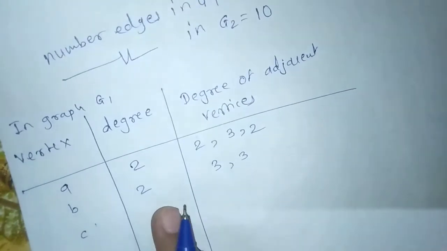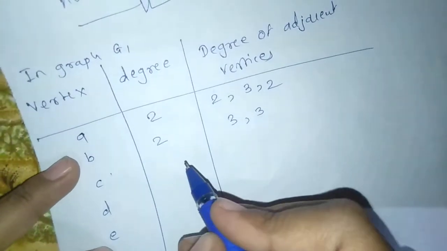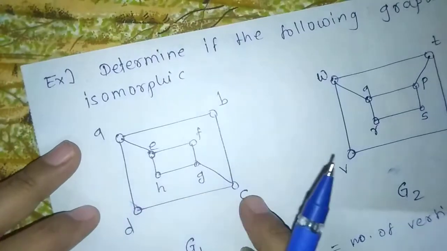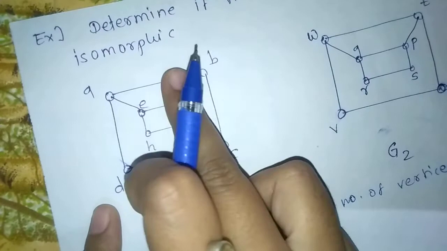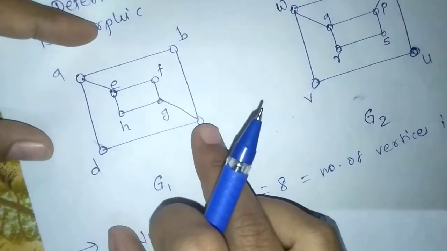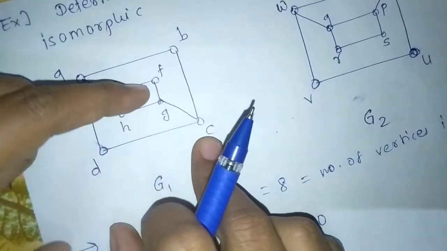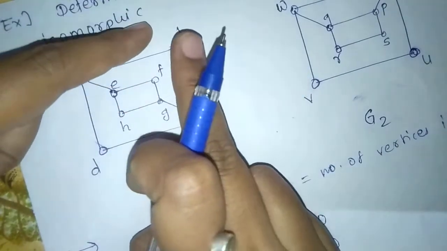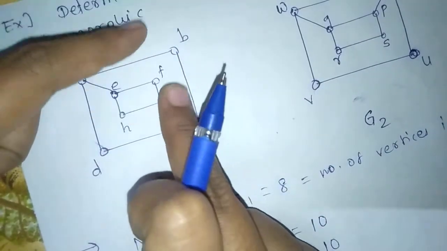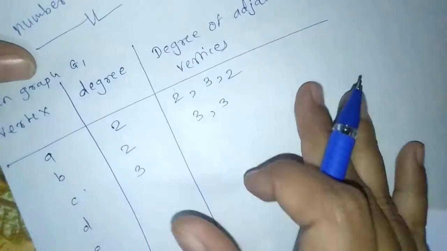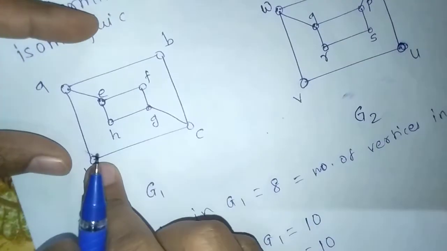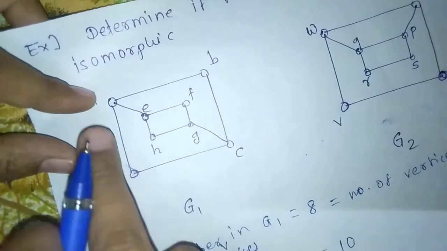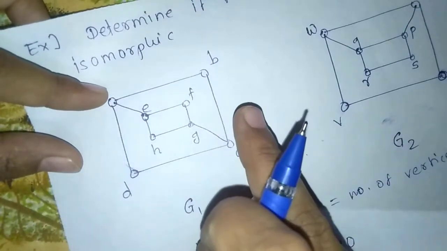Similarly for C, D, E, F, G, H. Degree of C is 3. Sorry, adjacent vertices of C are D, G, B. So degree of B is 2, degree of G is 3, degree of D is 2. So 2, 3, 2. Degree of D is 2. Degree of adjacent vertices of D are 3, 3.